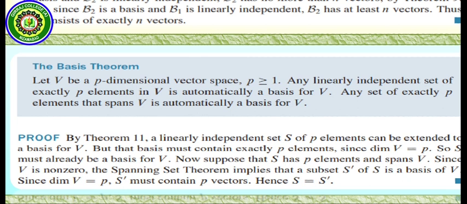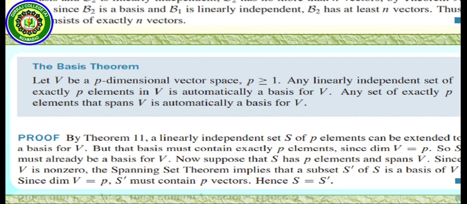So here the proof is: by the previous theorem, every basis of V contains exactly n vectors, and a linearly independent set also contains exactly n vectors. A linearly independent set S of p elements can be extended to form a basis for V. So here the S set has p elements and S is linearly independent, then directly we say that S is a basis for V. If S has fewer elements, then we check whether it is a basis or not. But a basis must contain exactly p elements, since the dimension of V equals p.